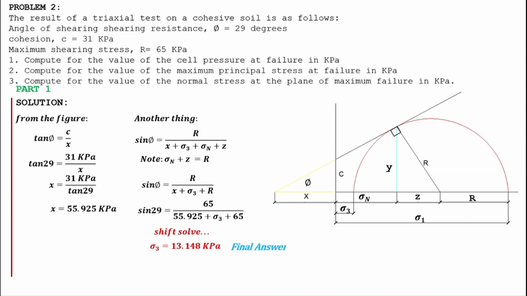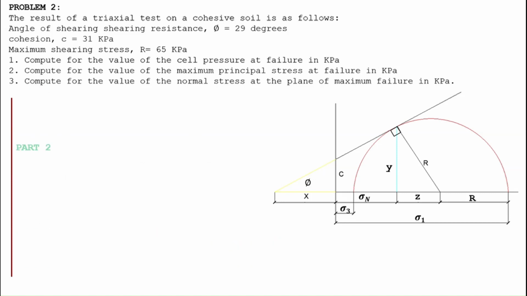For our solution to the second part of the problem, from the illustration, sigma 1, or the maximum principal stress, is equal to sigma 3, or cell pressure, which can also be called minimum principal stress, plus twice the radius.